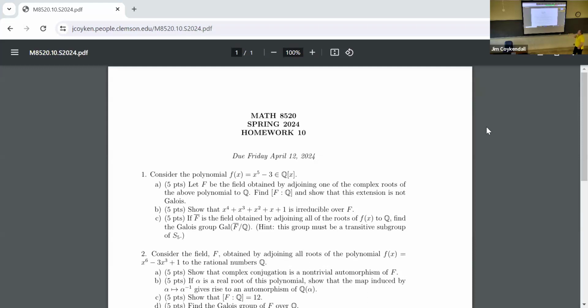And number C, if F bar is the field obtained by adjoining all of the roots of f of x to Q, find the Galois group of F bar over Q. And hint, this must be a transitive subgroup of S5.